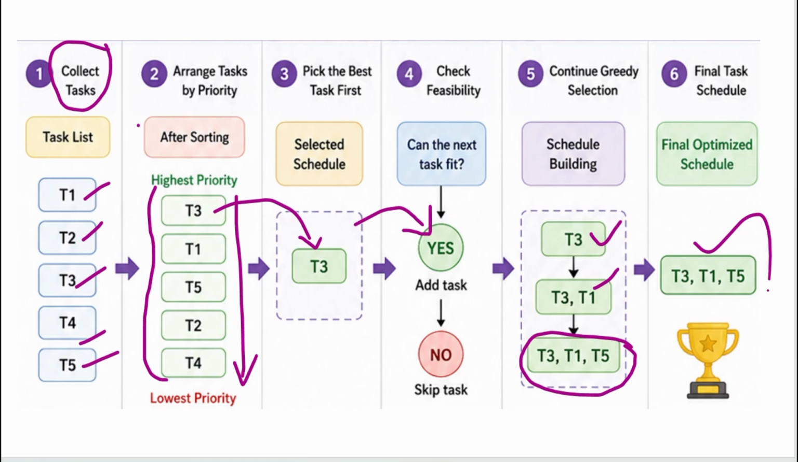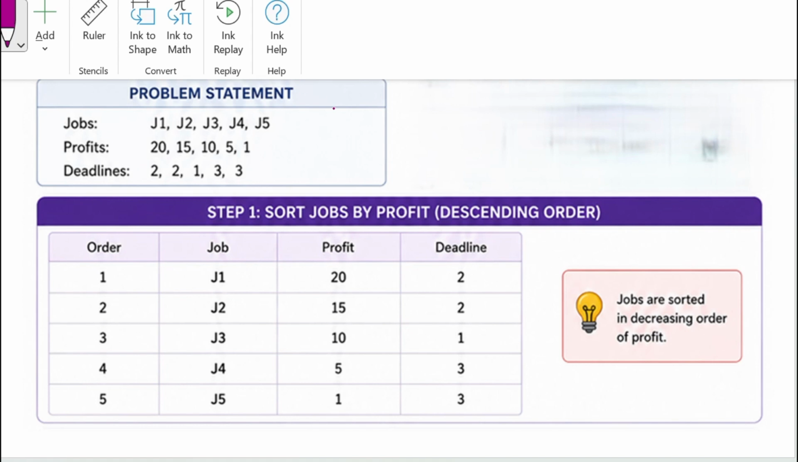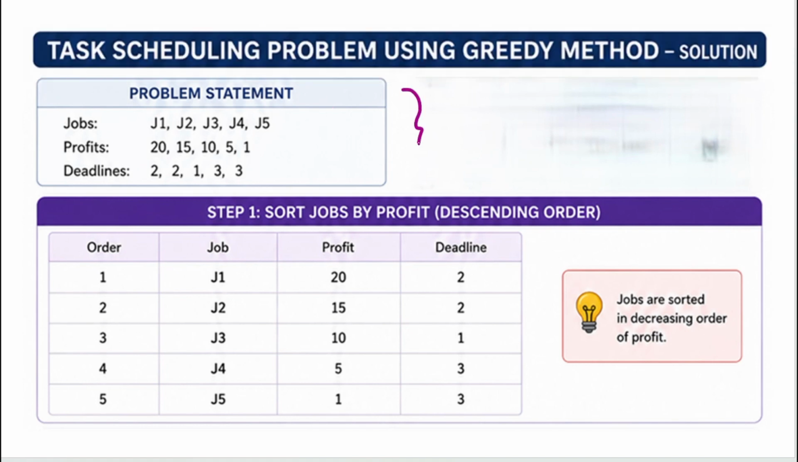Then we will discuss an example. These are the given data. Normally the problem contains this data: some jobs are available, and each job has a profit and a deadline. Here the jobs are already in sorted order based on the highest profit, in descending order of profit value.